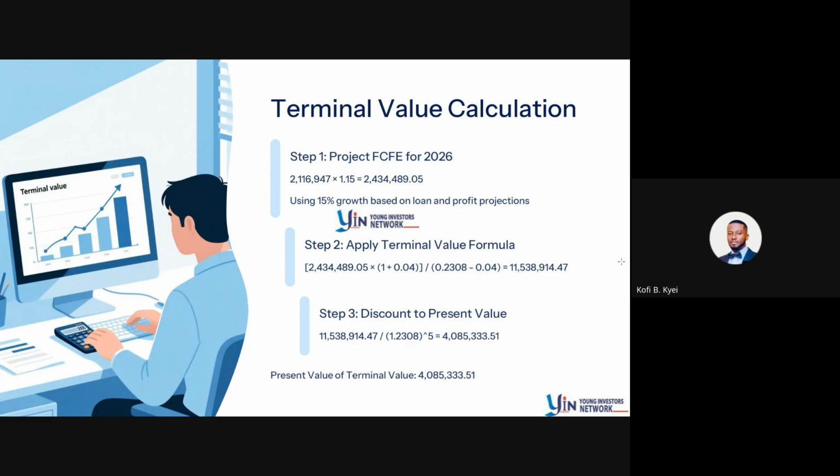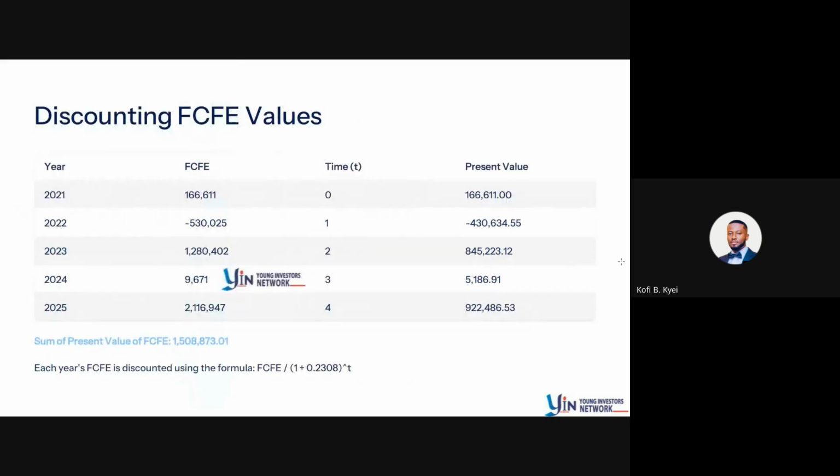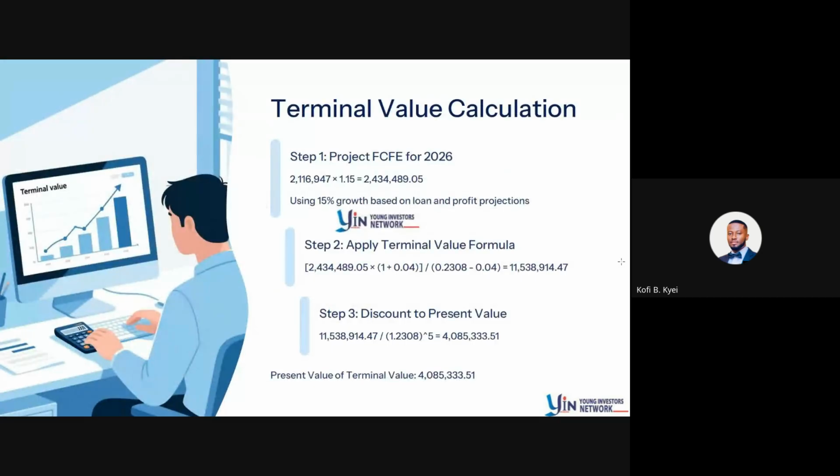So using 15% based on loan and future projections. If you check, there's a bit of a fluctuation between the years, and if we overestimate, we may be getting too high figures. So to be on the conservative side, I decided to use 15%, and that is what I've been using all through my calculation. So when you project the final cash flow figure of 2.1 into 2026, you are getting 2.4.